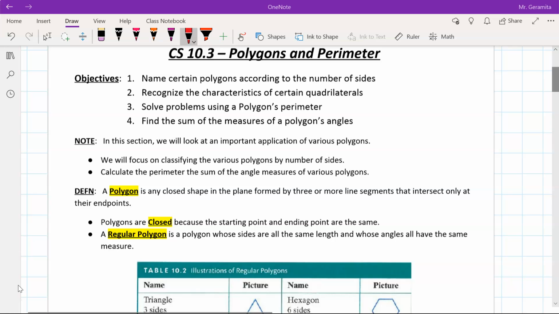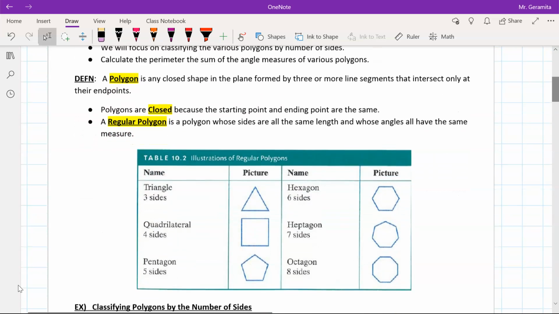So a polygon is any closed shape in the plane formed by 3 or more line segments that intersect only at their endpoint. So it has to be 3 or more because a triangle is the smallest polygon and it's made with 3 sides. Polygons are closed, and that's because the starting point and ending point are the same. A regular polygon is a polygon whose sides are all the same length and whose angles are all the same measure. So this is all stuff that we learned in geometry class.